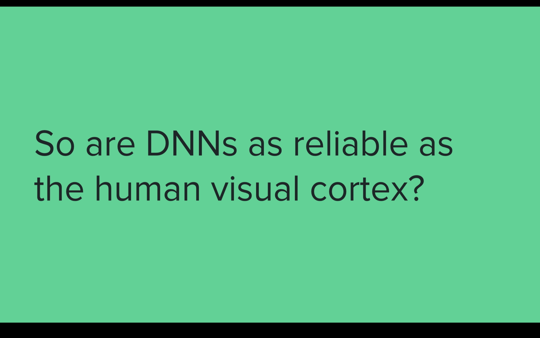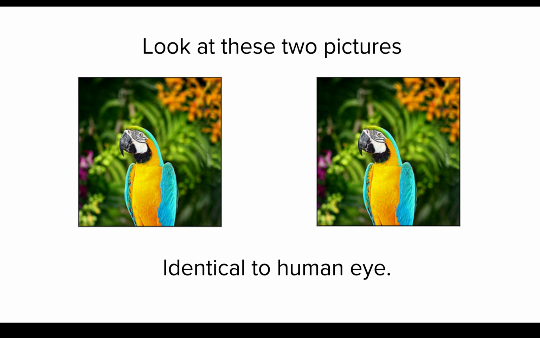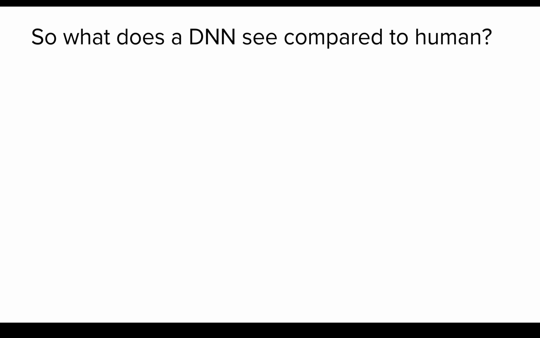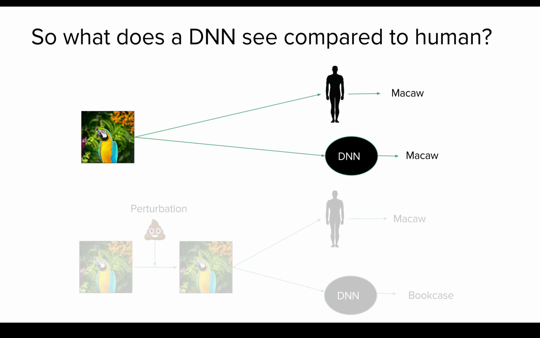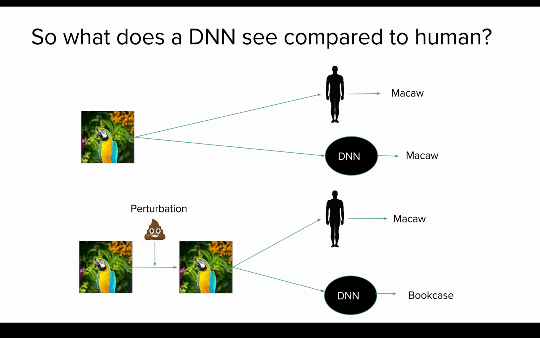So, are DNNs as reliable as the human visual cortex? Let's take a look at these two images. They are identical to the human eye, but are they to a neural network? The first one, which is the original image, is correctly identified as a macaque by both the human and the DNN. However, the second one, which is produced by slightly perturbing the first image, tricks the DNN into thinking that it's a bookcase. How come there's such a difference?